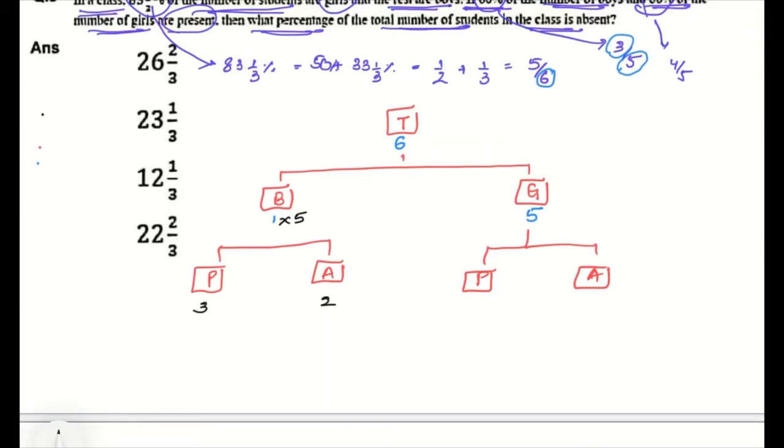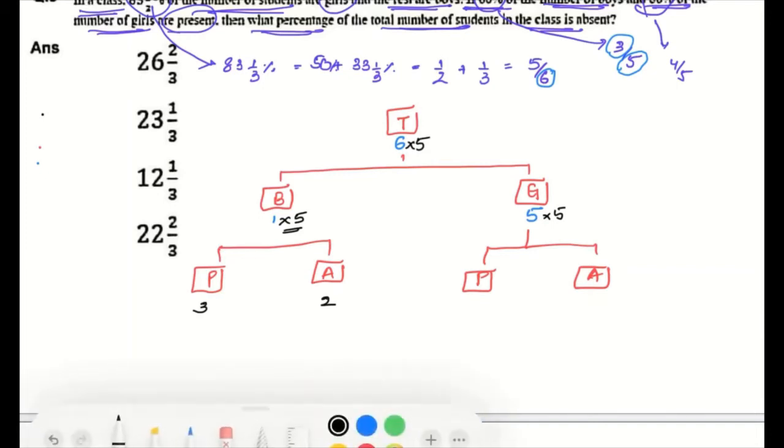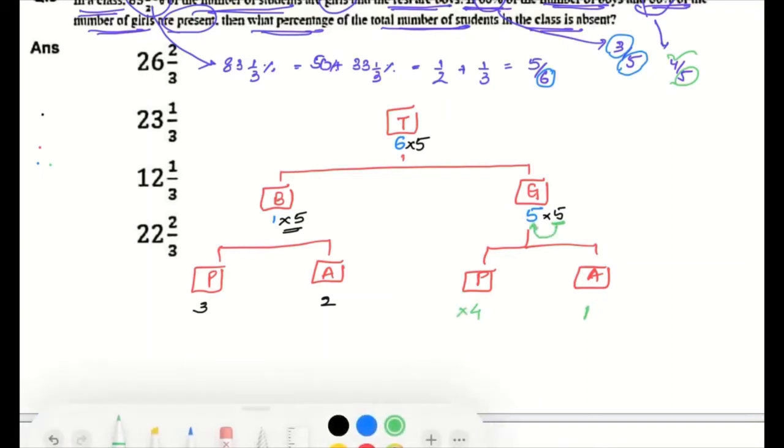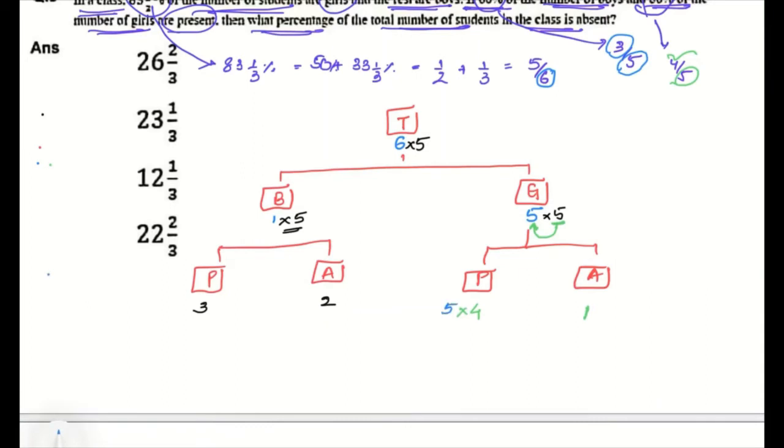But since here I am multiplying with 5, here also multiplying with 5. Here also multiplying with 5. Next, 80% of the number of girls are present. That means out of 5 girls, 4 girls are present. Out of 5 girls, 4 are present, 1 is absent. But here 5 is multiplied with 5. So here also you have to multiply with 5. Clear? Here also you have to multiply with 5.